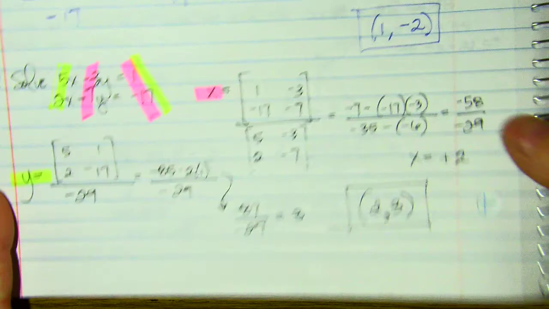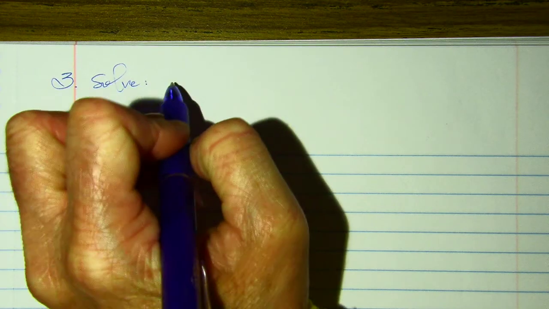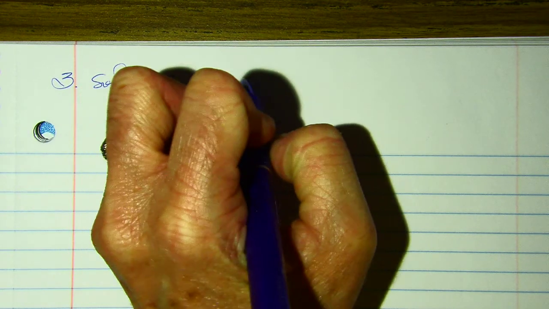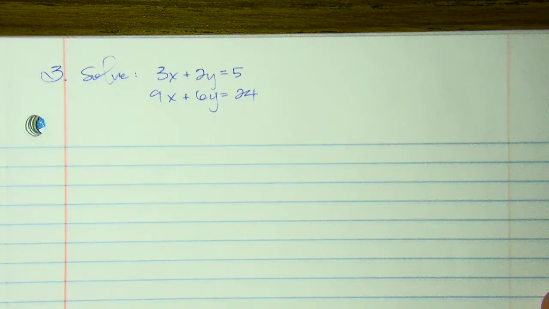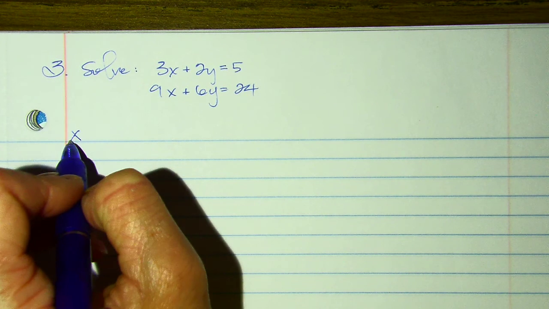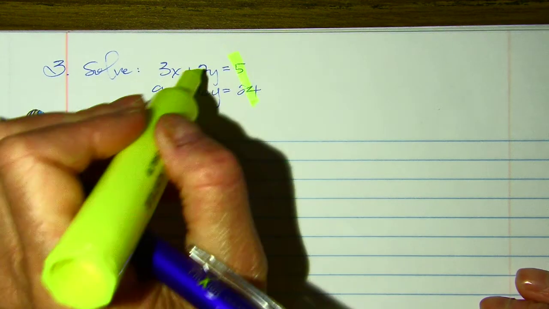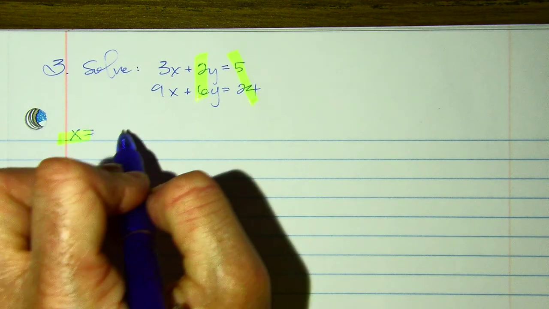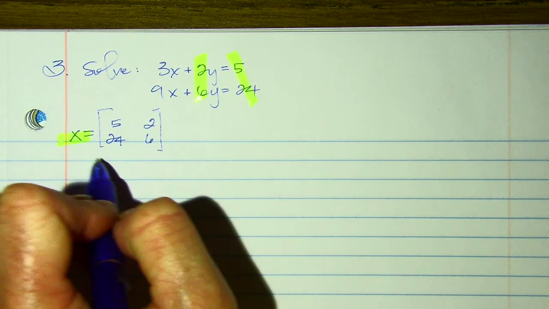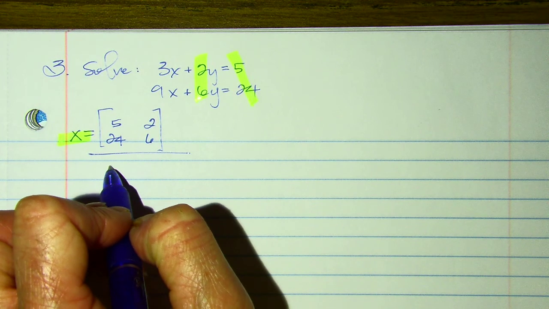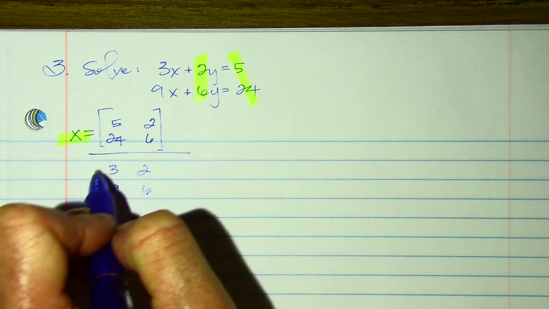Okay. Next one. My pen's running out. 3x plus 2y equals 5. 9x plus 6y equals 24. So for x, right, x is the constants on the right and the coefficients in front of y. So that gives me 5, 24, and 2, 6 over the coefficients in front of x and y. So 3, 9, 2, 6.